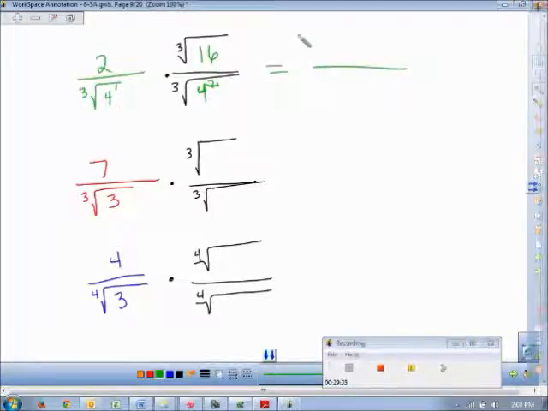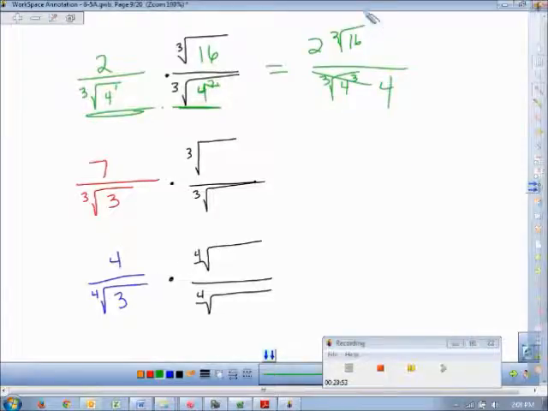Then you'd get this. You'd get 2 cube roots of 16 over, what's this turn out to be? What's that turn out to be? It turns out to be a 4 because it's the cube root of 4 cubed. You with me on that? It's the cube root of 4 cubed, and that really is a 4. Cool?